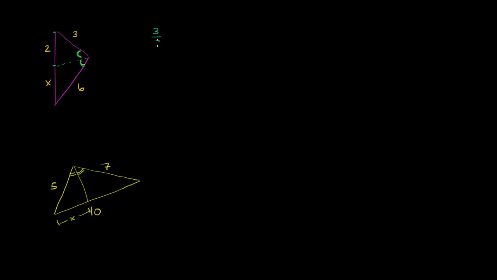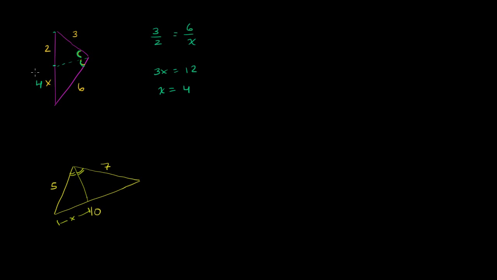So 3 to 2 is going to be equal to 6 to x. And then once again, you could just cross multiply, or you could multiply both sides by 2 and x. It kind of gives you the same result. If you cross multiply, you get 3x. 3x is equal to 2 times 6, which is 12. X is equal to, divide both sides by 3, x is equal to 4. So in this case, x is equal to 4.